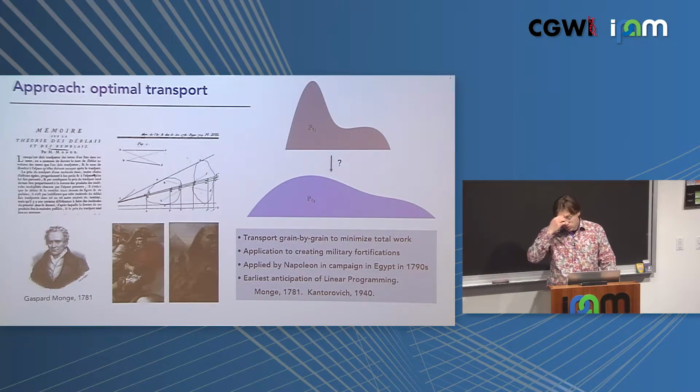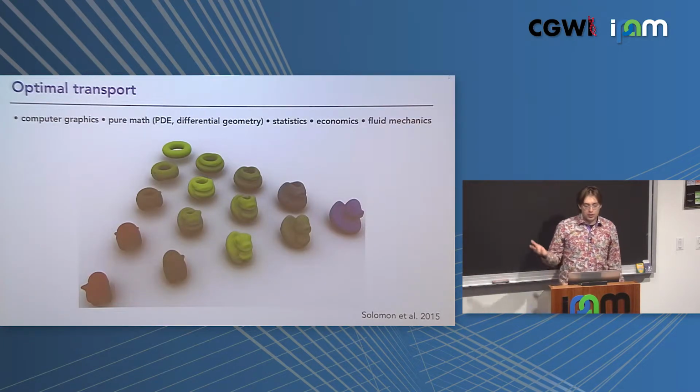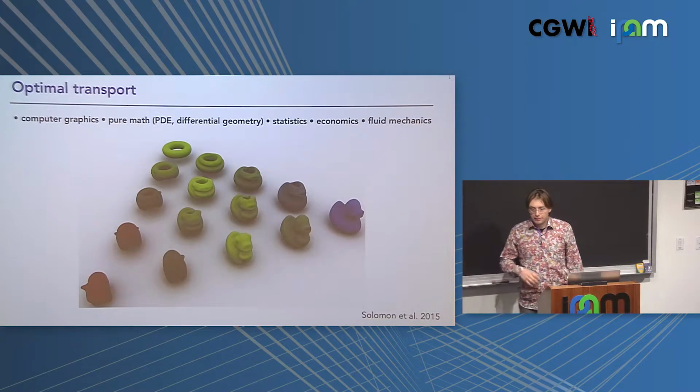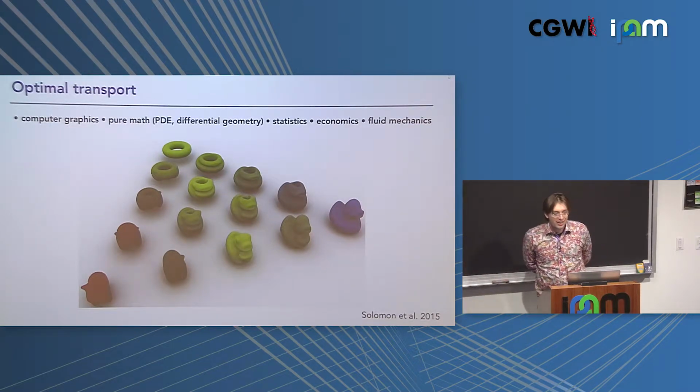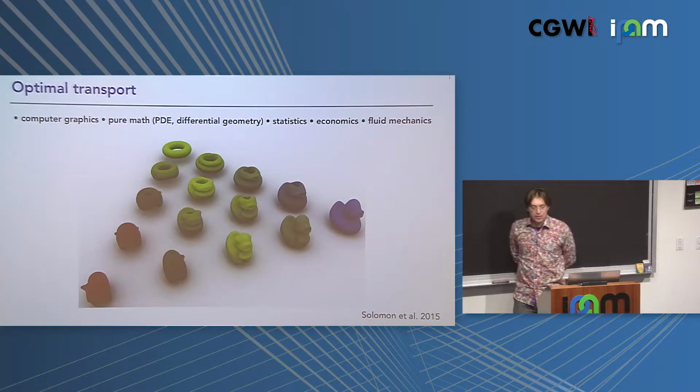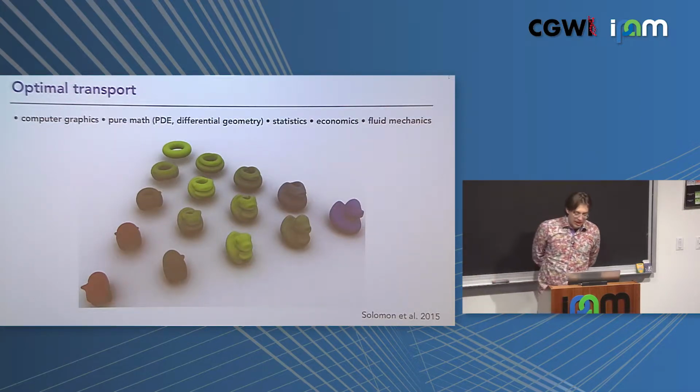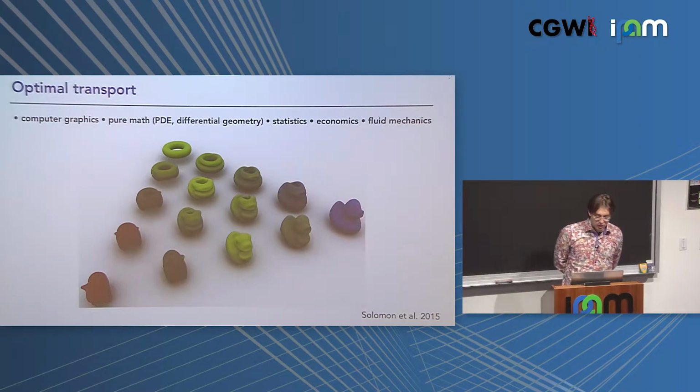And we'll see in a minute that this is a linear program, and it was rediscovered by Kantorovich in the 1940s and used to transport goods from factories. It's used today in a lot of different areas. It's used in computer graphics, and they obviously have the nicest pictures. This is a continuous interpolation between a cow, a duck, and a coffee cup. It's used in pure math and differential geometry.